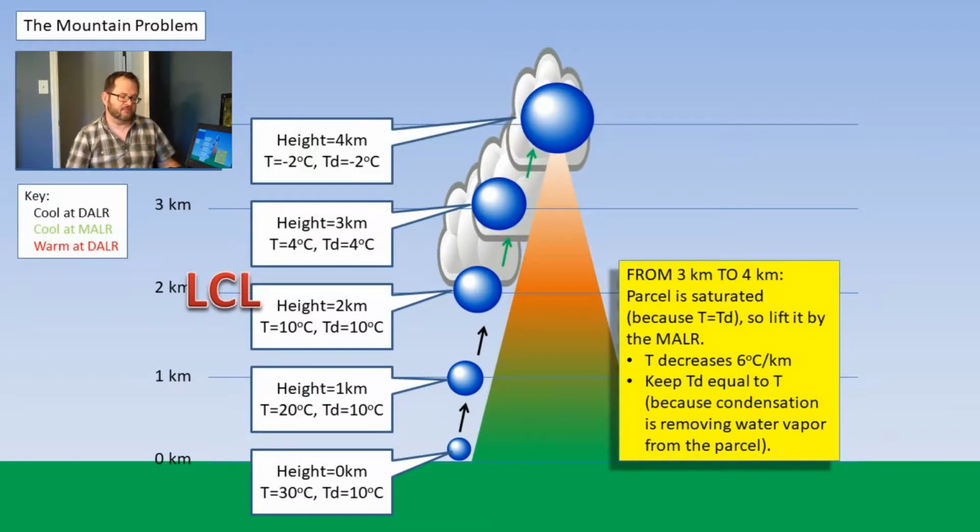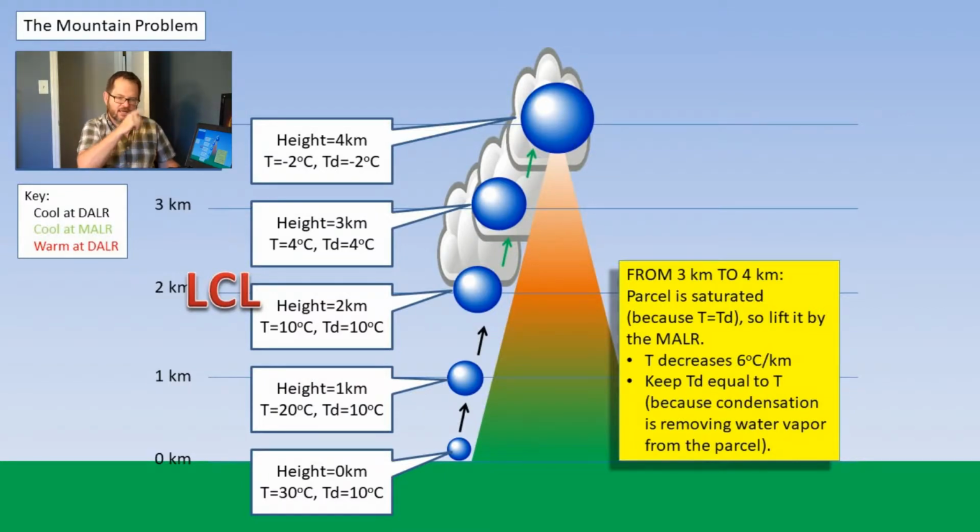Let's lift it another kilometer up, from 3 kilometers to 4 kilometers at the top of the mountain here. Well, we are clearly saturated. At 3 kilometers, the temperature is equal to 4 degrees Celsius, and so is the dew point. That air is saturated. We can continue to lift it, but once again, see the little blue arrow? We're cooling our air parcel at the moist adiabatic lapse rate. As a consequence, we cool by 6 degrees Celsius. And we need to also reduce our dew point so that it stays equal to the air temperature by the time we get to the top of that layer. And we have made it to the top of the mountain in the mountain problem.